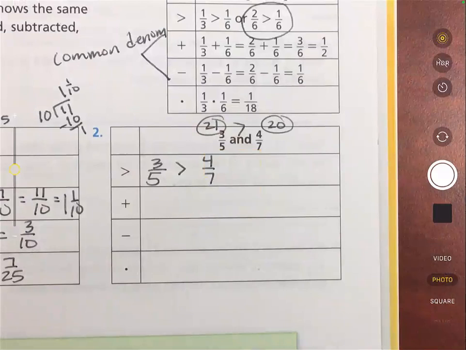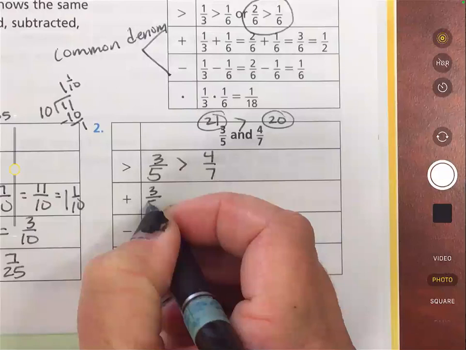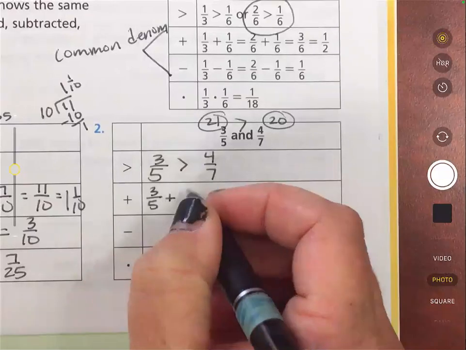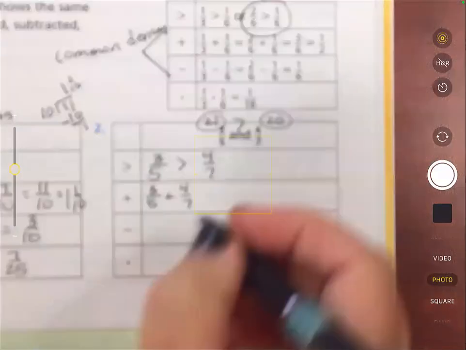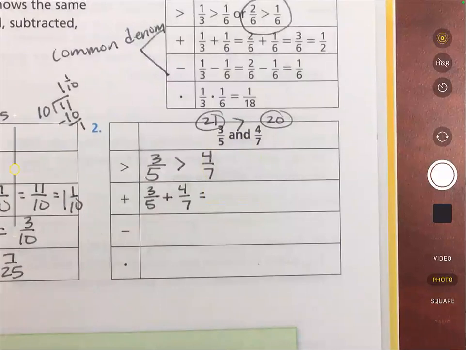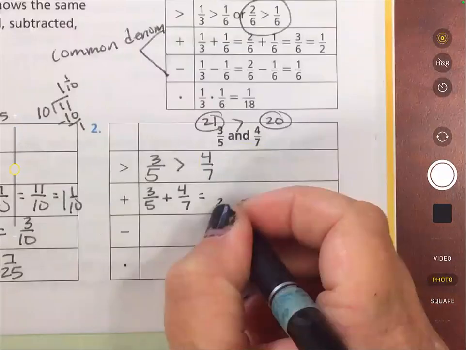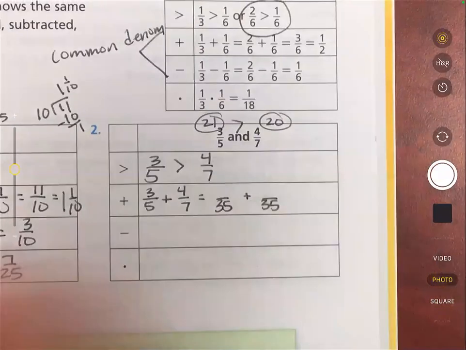Now we've got to add them, and this is going to be tough because they don't have common denominators, right? Well, not super tough. You guys can handle it. 3/5 plus 4/7. All right, can 5 go into 7 equally? No, let's count by 7s. How about 14? Can 5 go into 14? No. 21? No. 28? No. 35? Yes, there it is. So I need to set up 2 new fractions with 35 as my denominators.